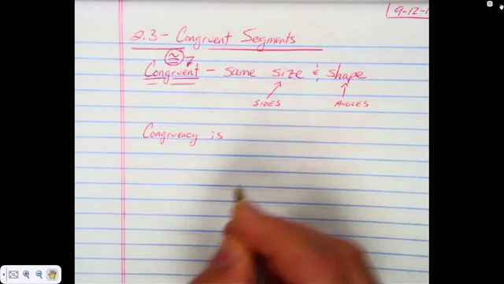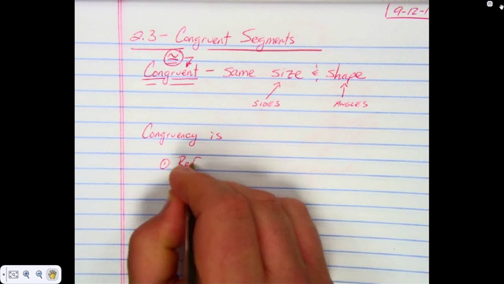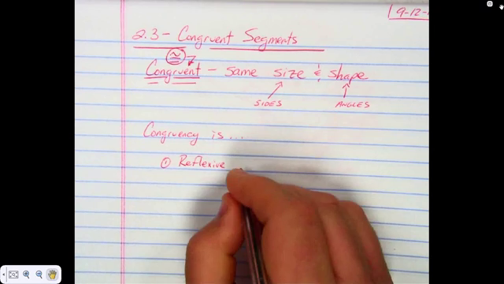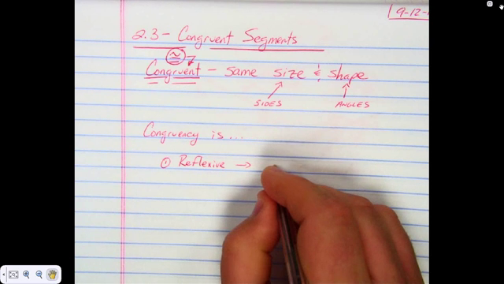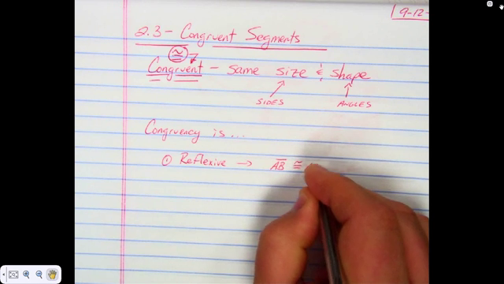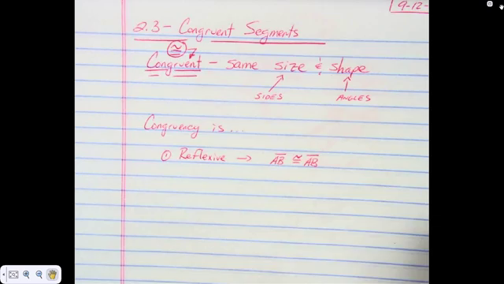Congruency is, first of all, reflexive. Segment AB would be congruent to segment AB. The same things are congruent, aren't they? That makes sense, right?